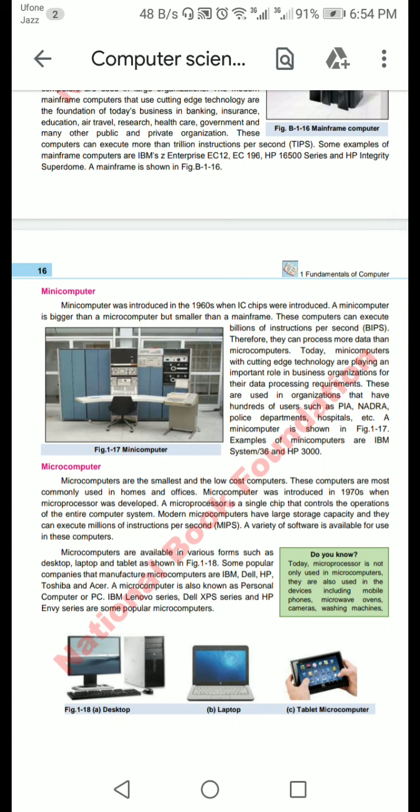Some examples of mainframe computers are the IBM Enterprise EC12, this is the model, and the HP 16500. Dear student, you must memorize the examples or the models of these computers clearly.